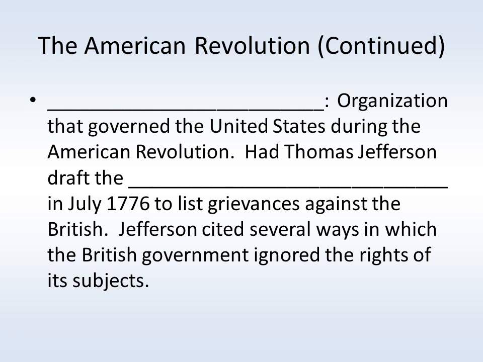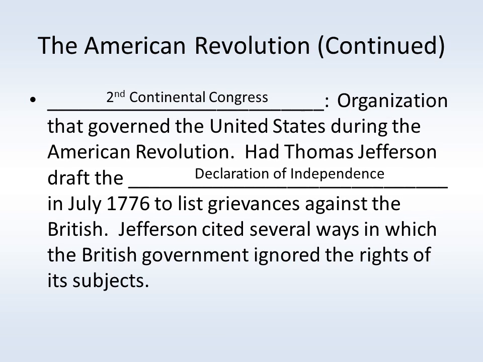During the war that became known as the American Revolution, an organization called the Second Continental Congress governed the United States. This is the group that had Thomas Jefferson draft the Declaration of Independence in July of 1776 to list grievances against the British. Jefferson cited several ways in which the British government ignored the rights of its subjects in the colonies, including many rights listed in things such as the Magna Carta, the Petition of Right, and the English Bill of Rights.